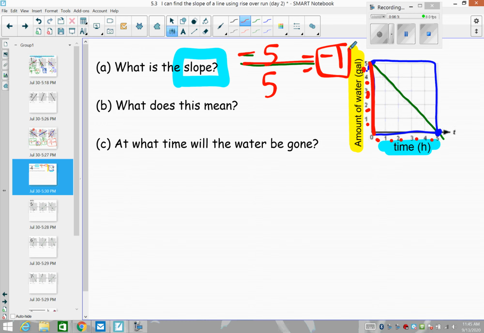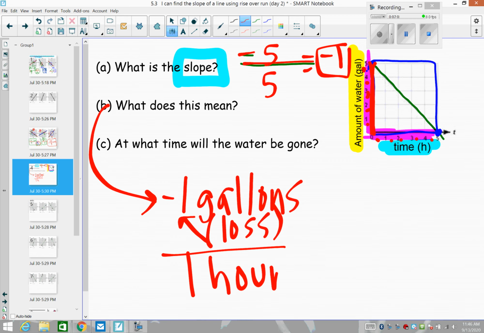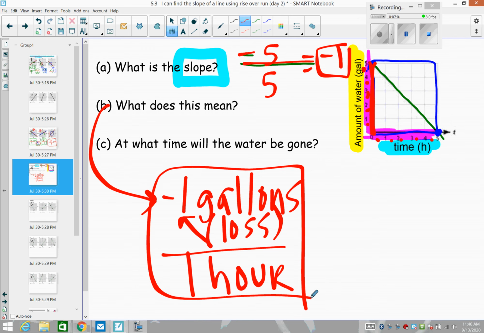Negative 1 what? So we're really talking negative 1 gallons. I'm going to highlight this so you can kind of see what I'm talking about. Negative 1 gallons per hour. So what does this mean? I'm going to move this question down here simply because I don't have space. Negative 1 gallons. We're talking about loss of negative 1 gallons because it's negative per hour. So if we're talking Culligan Man, we're losing a gallon of water per hour as people are drinking out of it, maybe at the state fair or something as they have that free water.